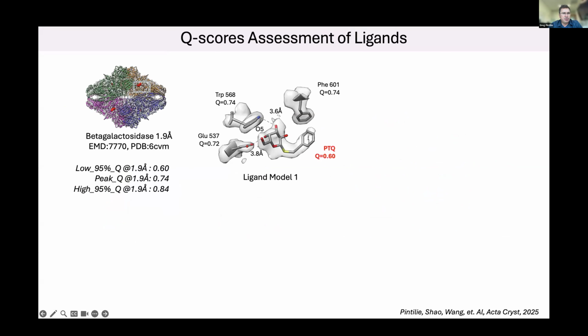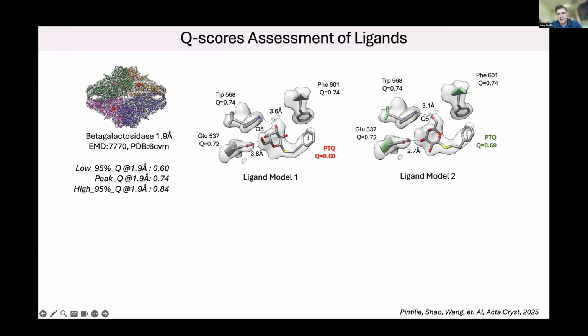So for example, in this map of beta-galactosidase, there is a ligand that's part of the model. And this work came out of a lot of validation workshops or validation efforts that have been going on over time. And this was actually a model ligand modeling challenge where we challenged participants to build a model of a ligand or refine it. And what was interesting is that two different models of this ligand were submitted to this challenge.